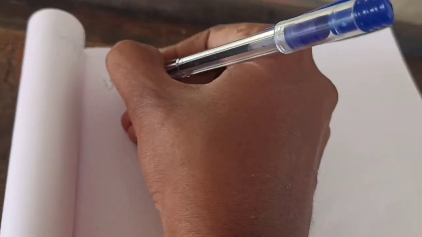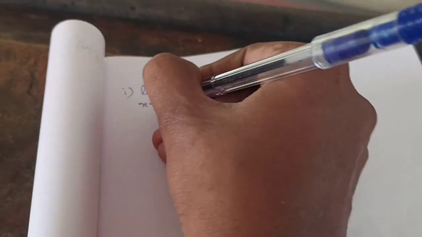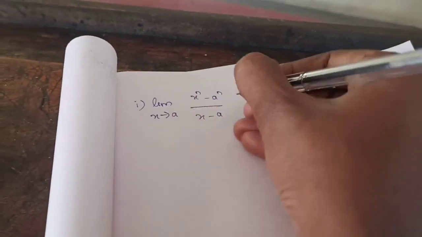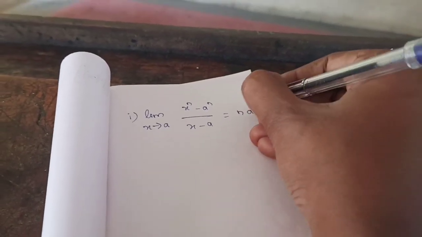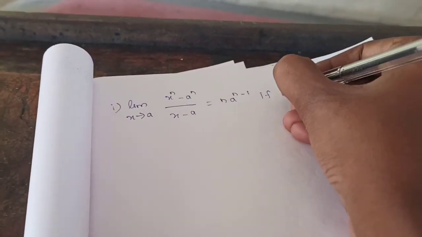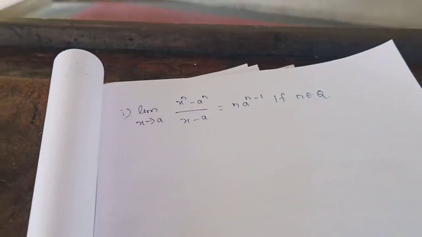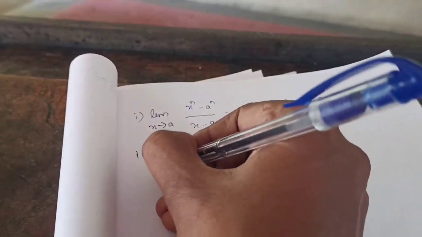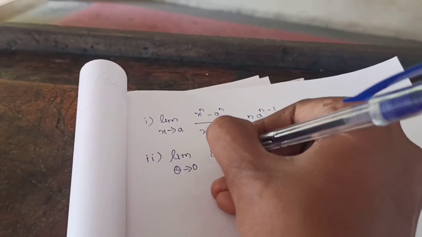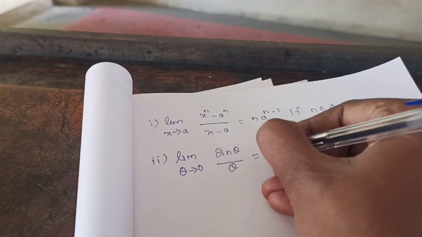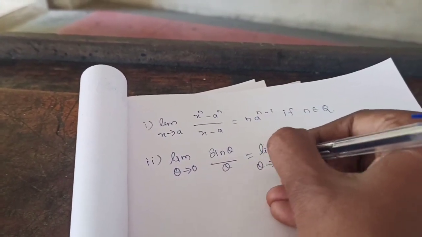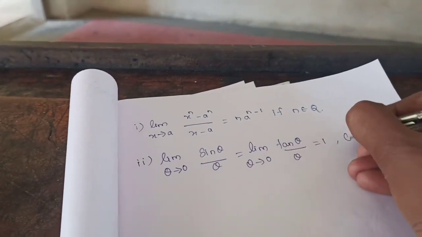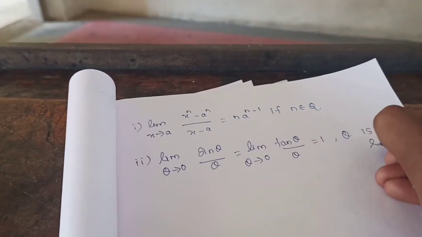First one is limit x tends to a, x power n minus a power n divided by x minus a is equal to n a power n minus 1, if n belongs to Q. It's the first result. Second one, limit theta tends to 0, sin theta divided by theta equals limit theta tends to 0, tan theta divided by theta, equal to 1. Theta is in radians.